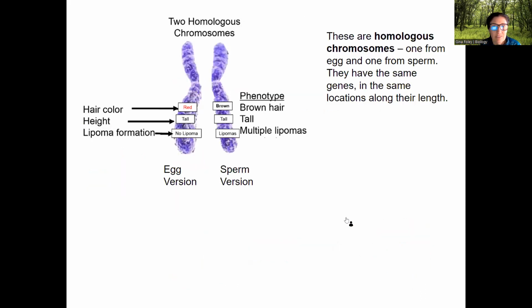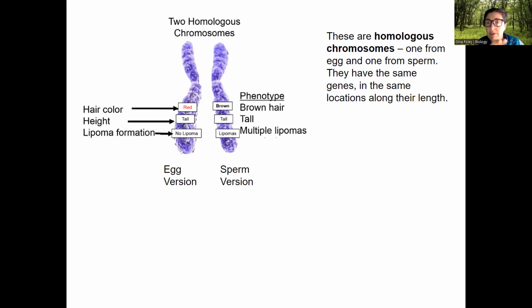But here's another example of the same thing. This is showing a diploid individual, so like body cells, and it's showing 3 loci. So 3 different genes. One is for hair color, one is for height, and one is for lipoma formation, whether you get these little lipid balls. And in this case, you see there's 2 different alleles for hair color. You can either have red or brown. There's probably many alleles, but in this case, we're just saying 2.